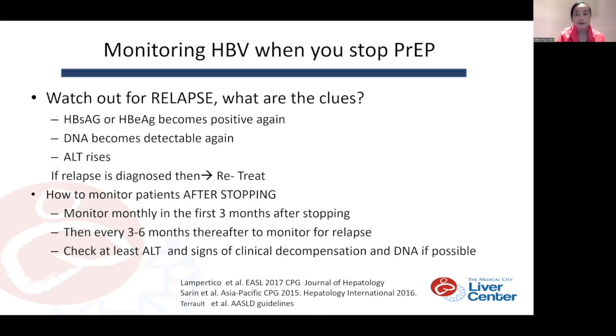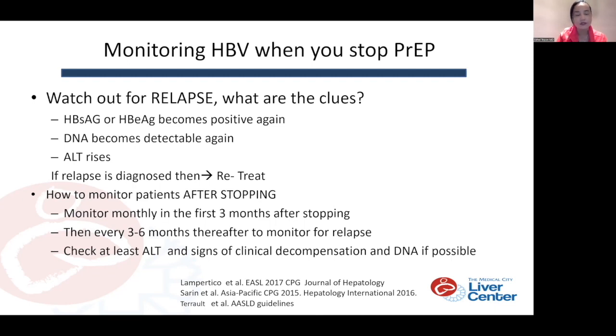So what if your patient has hepatitis B and they decide to stop PrEP? You watch out for relapse. Relapse can mean your S antigen or E antigen becomes positive from being negative. Your DNA rises, or from undetectable becomes detectable. And sometimes if these tests are not available, patients can present with increasing ALT levels. If you document a relapse, then retreat your patient with a Hep B antiviral.